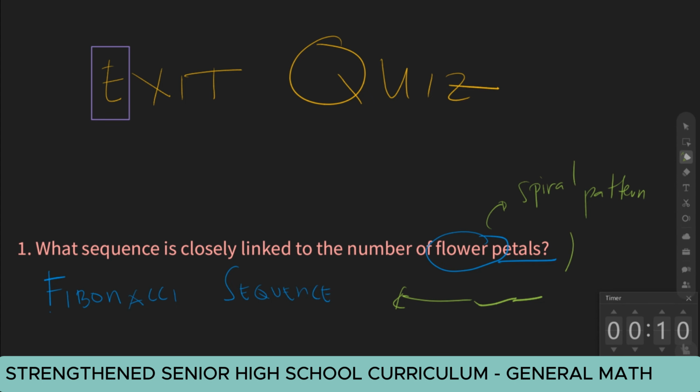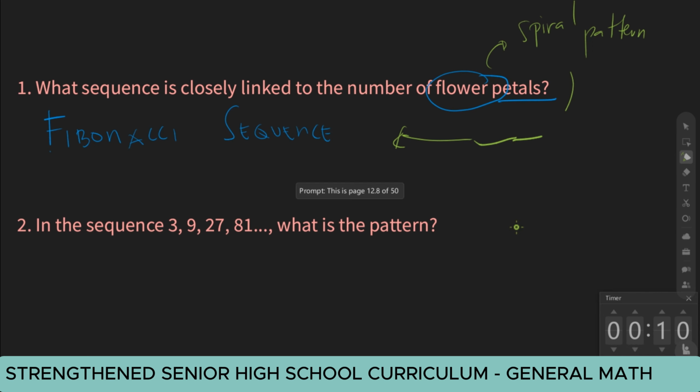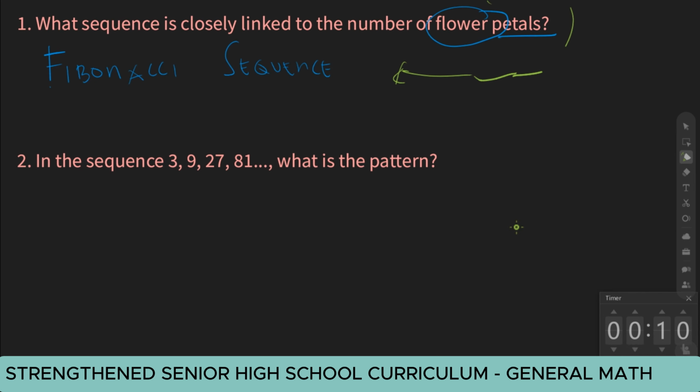Now let's have number 2. In the sequence 3, 9, 27, 81, what is the pattern? Your timer starts now. Okay, time's up.